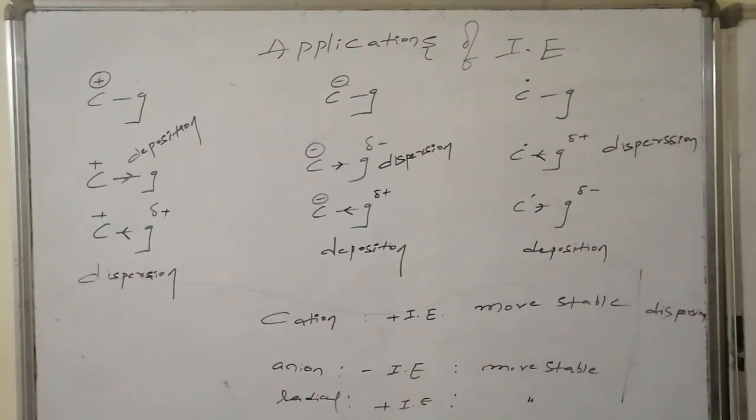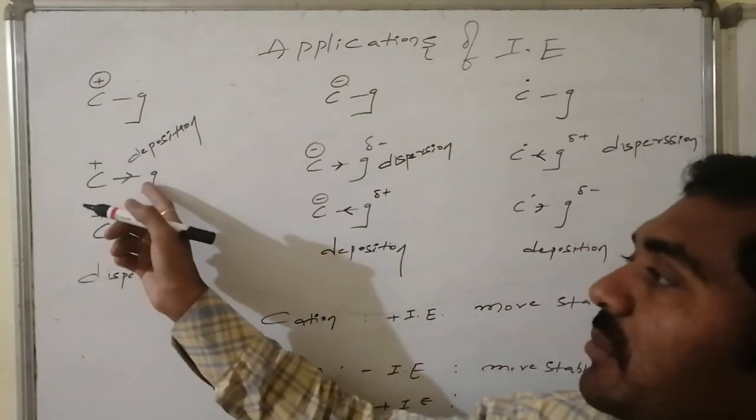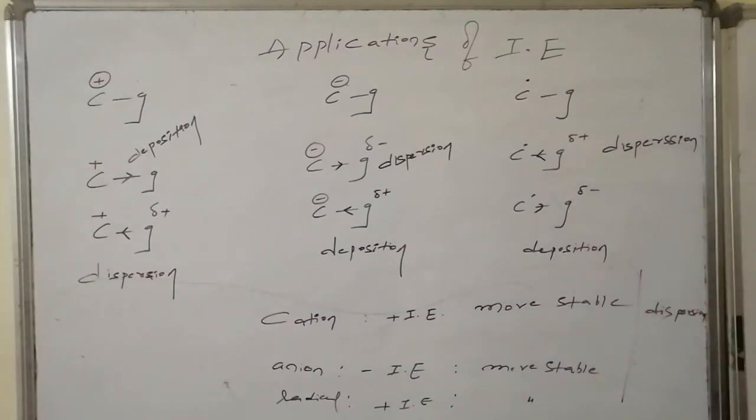Whereas the reverse is true in the case of cations. If a cation is connected with a minus inductive effect group, then more deposition occurs. If deposition occurs, the cation becomes relatively less stable. In that way, the dispersion and the deposition of the charges lead to stability.